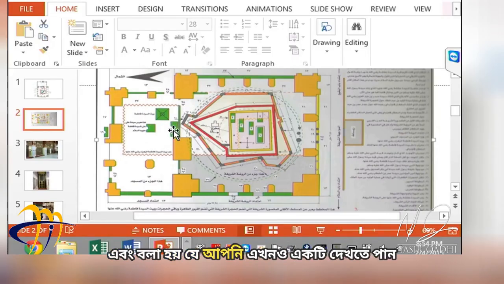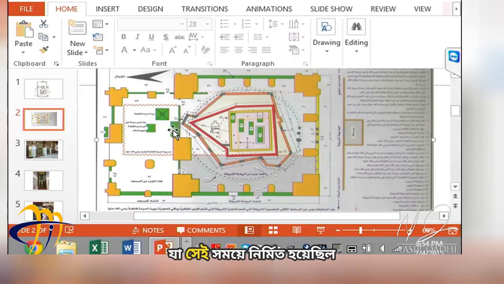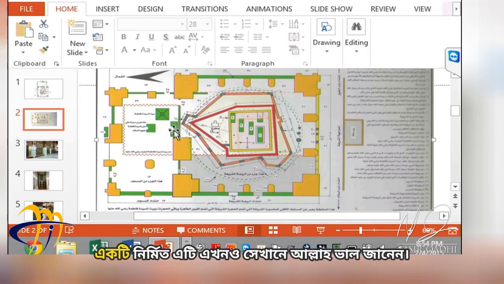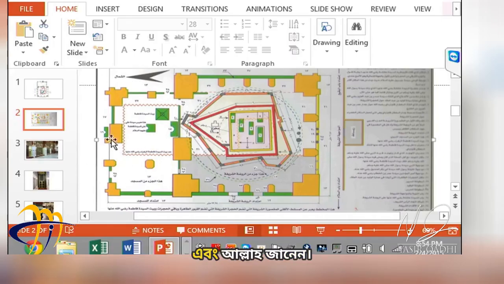And it is said that you still see a mihrab that was built in the time of the Umayyads. This is not the original, of course. Fatima did not have a mihrab. But it is said that the Umayyads built a mihrab. It is still over there. Allah knows best. I haven't been inside. But it is said it's still over there. This is the house of Fatima. It is inside the structure.